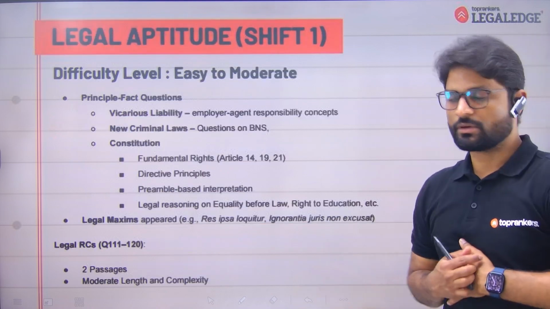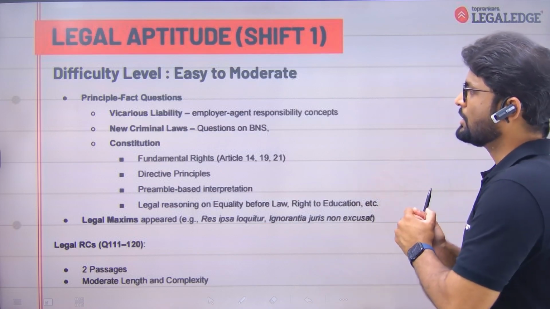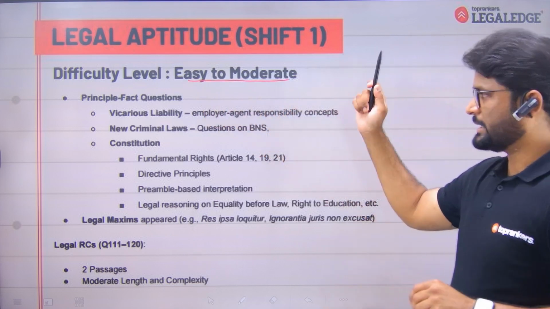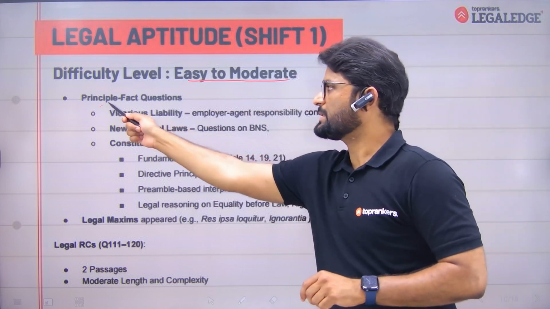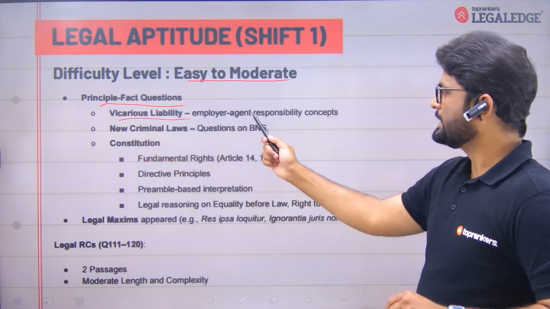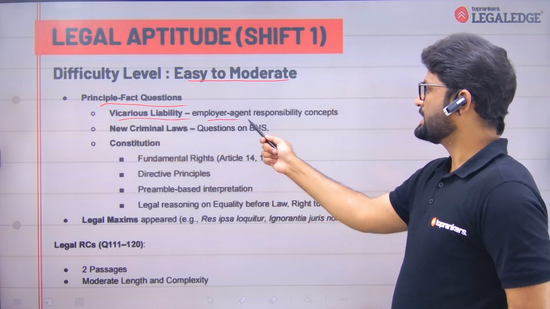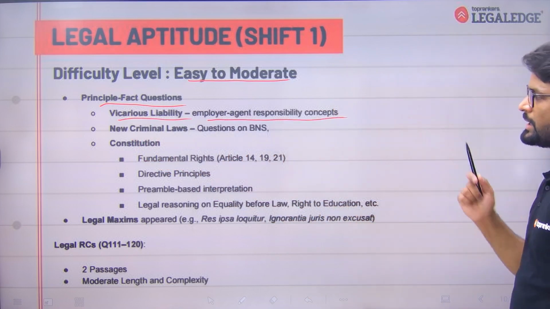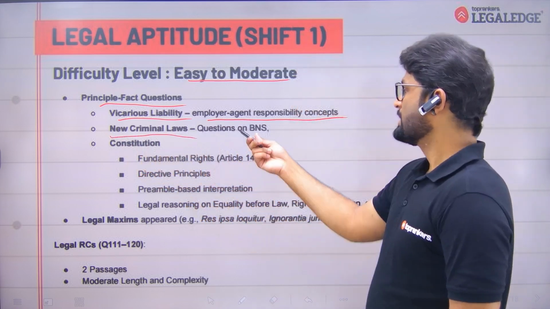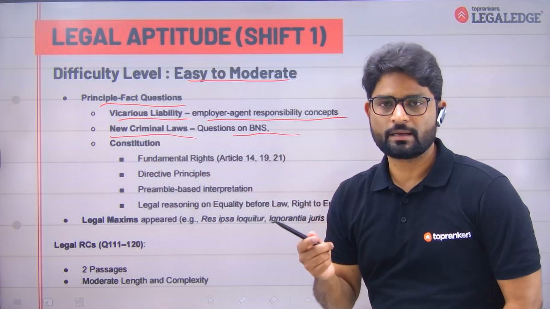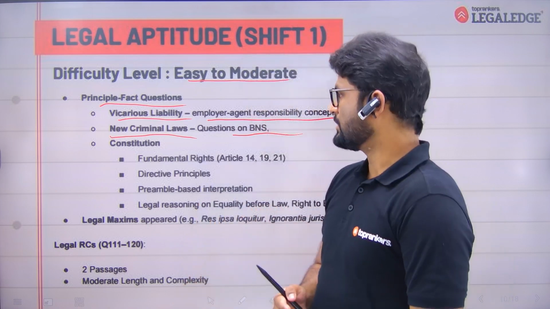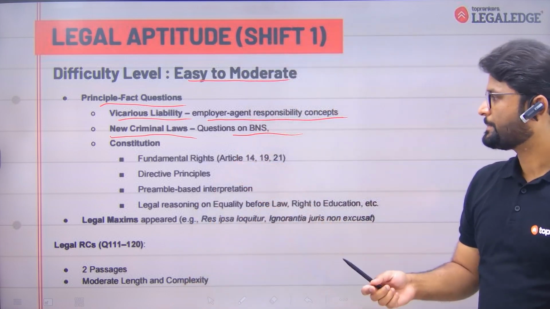Talking about the last section, which is legal aptitude, the heaviest section of this examination. The section was easy to moderate. Among principle-fact questions, there was a question on vicarious liability, where employer-agent responsibility concepts were asked. There were questions from the new criminal laws, the Bharatiya Nyaya Sanhita, the new law launched by the Indian government as a replacement of the IPC. So the questions were there from this part.